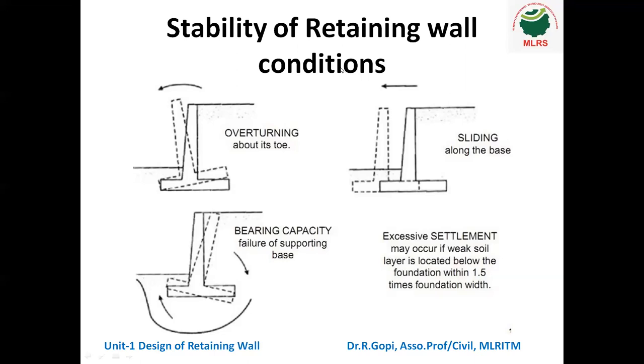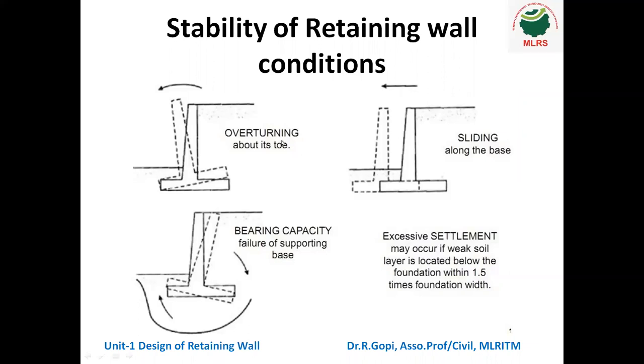Okay, so gravity, cantilever type, counterfort, buttress wall, all the retaining walls will fail in any one or two conditions. So while designing, care should be taken. We have to check the retaining wall in all the stability criteria. I will tell one by one. The first one is overturning.